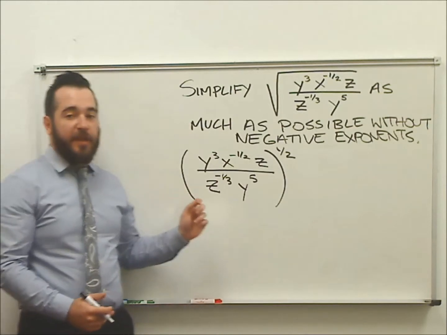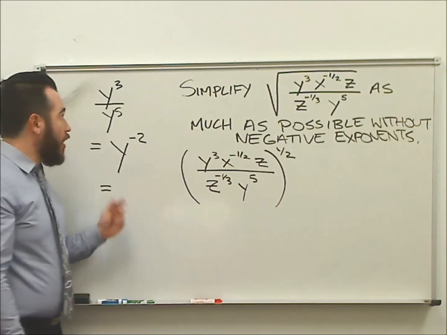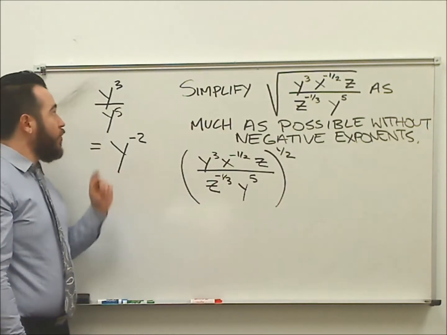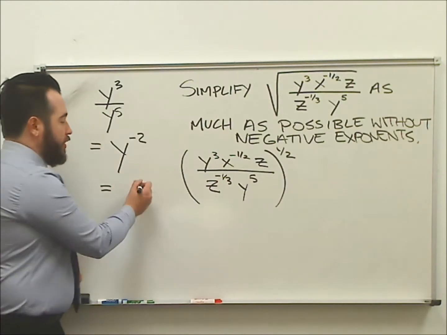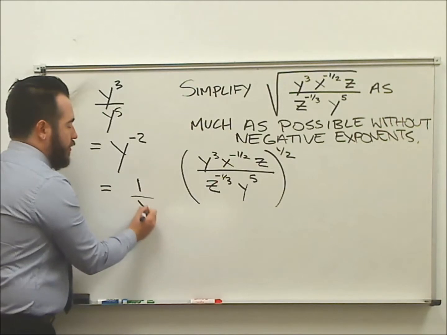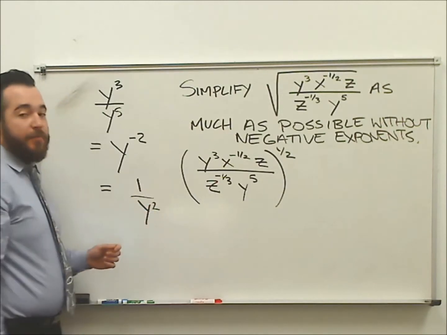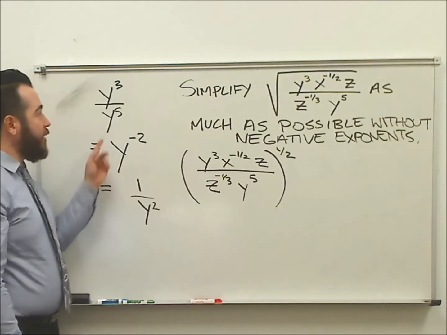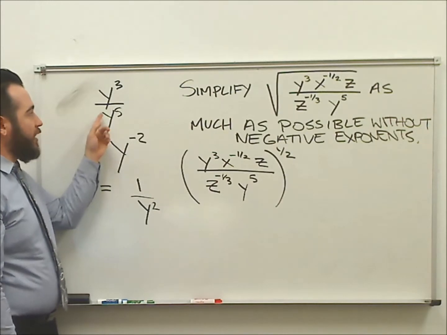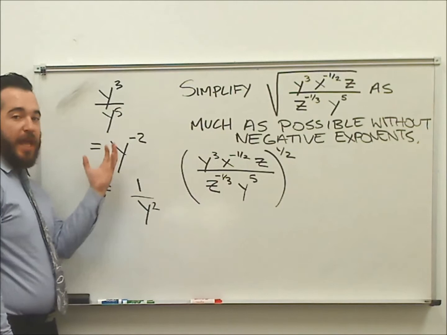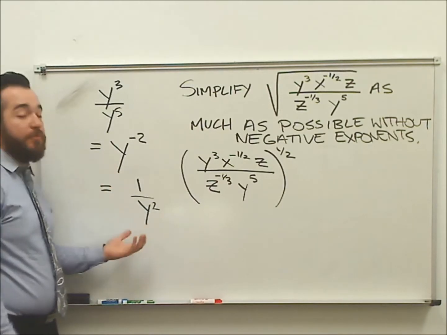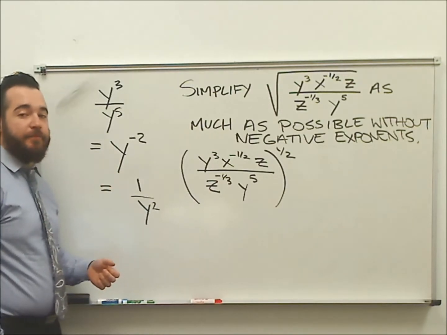So just as a little sidebar here, we've got y cubed divided by y to the 5th, which is equal to y to the negative 2nd, which is equal to 1 over y squared. It's really easy to remember these by thinking that the larger exponent always eats the smaller one. Notice that the y to the 5th on bottom ate that y cubed and just became y to the 2nd.